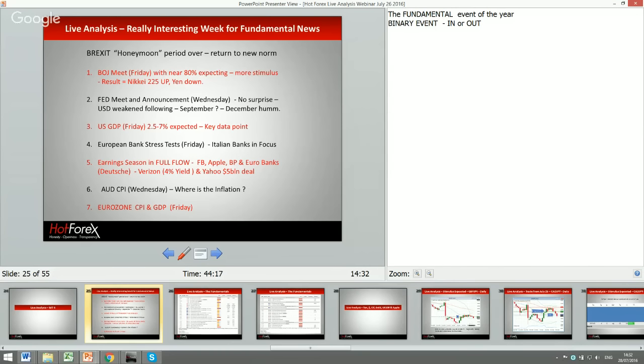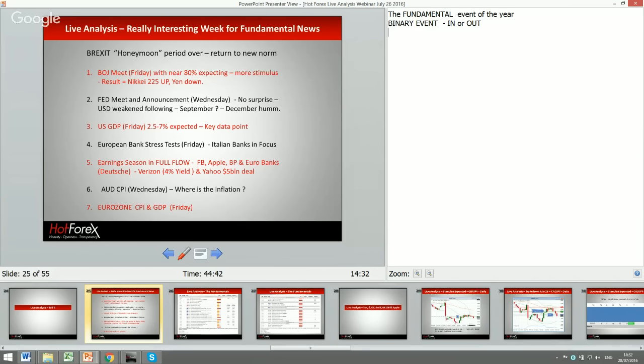Again, US gross domestic product. Any other week, this would have been the #1 piece of information. Gross domestic product. How is the country doing? It's not a perfect measure, but it's the best we've got. Estimates from 2.4 to 2.7%. I'm at the low end of this, 2.4, 2.5% expected. Key data point, key impact on the dollar and all the other currencies.